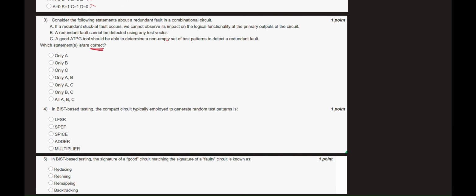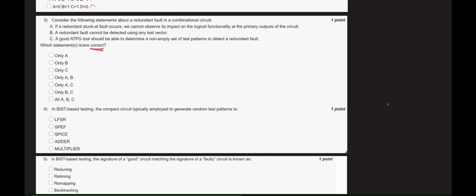There was one example given in the lecture slide. If you can remember, the redundant fault actually helps in the reduction of the circuit, and there is no test vector to detect the redundant stuck-at fault. So the ATPG tool is not able to determine any test pattern to detect the redundant fault. So the answers are A and B.